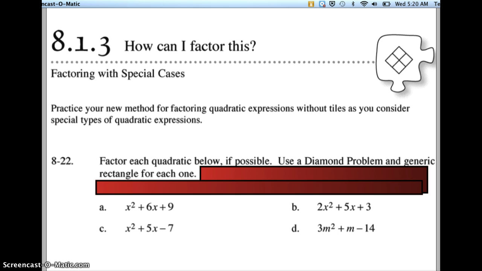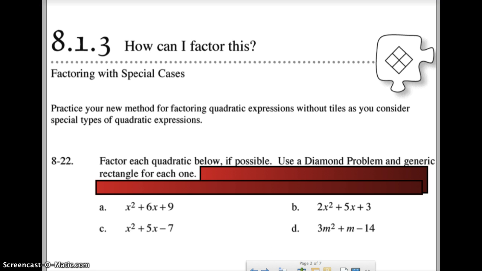So the first problem, what you have is you have four different quadratic expressions and you have to factor them using a generic rectangle and diamond problem. It's just like what I did on 8.1.6. So if you have any questions, go back and look at that again and make sure you understand it. If you don't understand it, you need to see me before you start up on these problems. Now, not all these problems are going to be factorable. So there could be that one of them, if you're struggling with it, is just not a factorable expression.